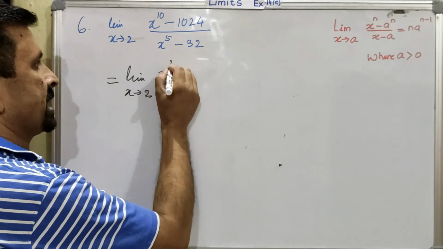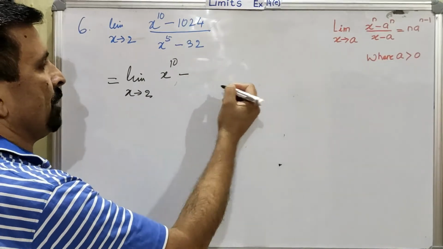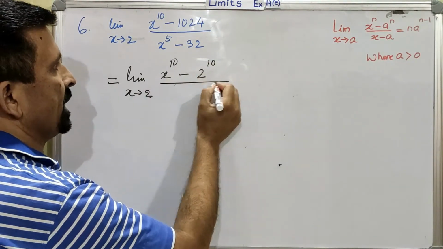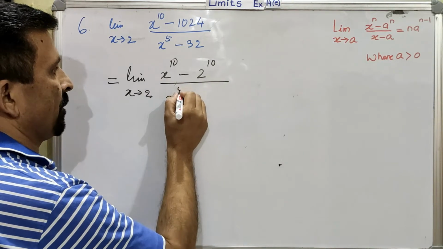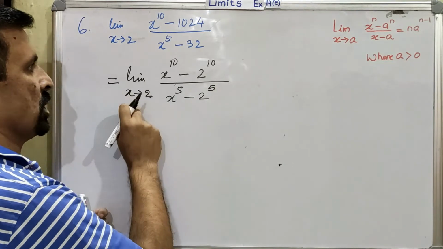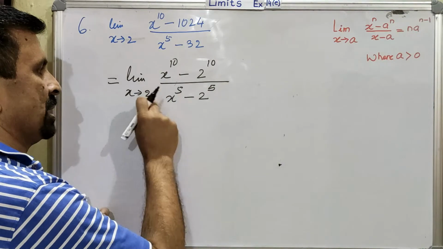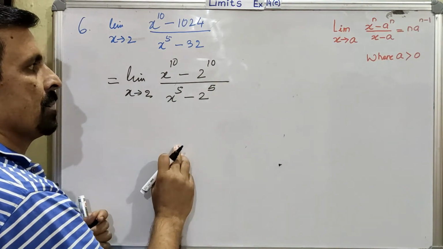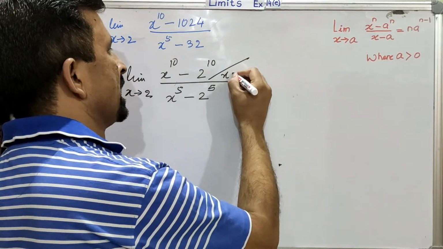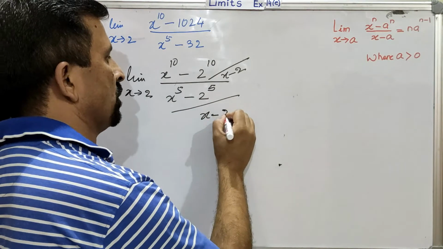This is x to the power 10, then by prime factorization, we will get this as 2 to the power 10. Denominator we will write this as x to the power 5 minus 2 to the power 5. Right? What I told you is this will give you the clue that what could be the denominator of the numerator and what could be the denominator of the denominator. Okay? So we will write this as x minus 2 we are introducing here. So here also we can introduce x minus 2, and that's it.